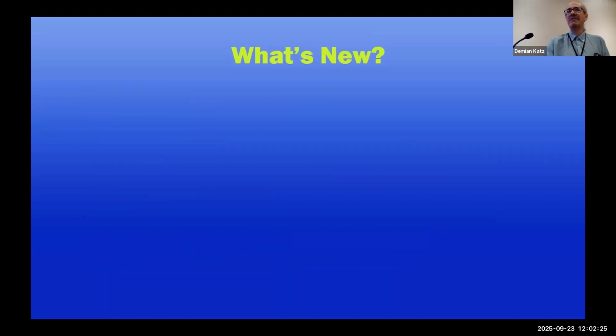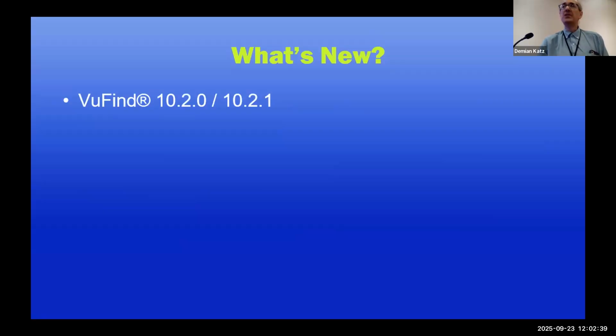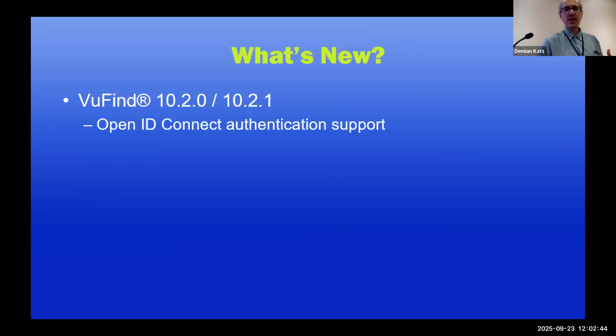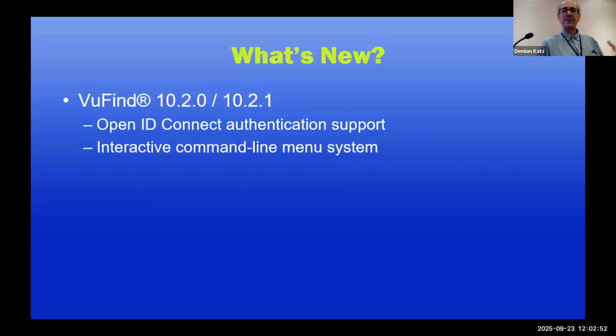Then, because VuFind 11 has been a big project, we went ahead and released 10.2, with 11.0 technically coming very soon, but really done. This was a small release with a couple of features designed to sort of bridge the gap between 10 and 11. So we added support for authentication using OpenID Connect, which is a useful thing. We added an interactive menu providing access to all of our command line utilities, just as a bit of extra user friendliness for those who don't like typing all of the possible command line commands.